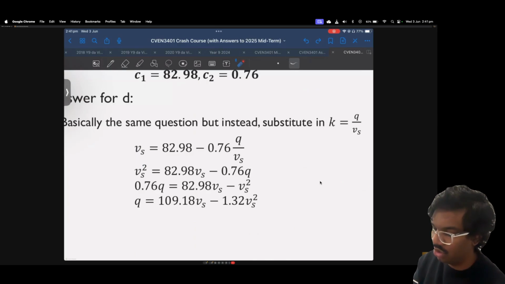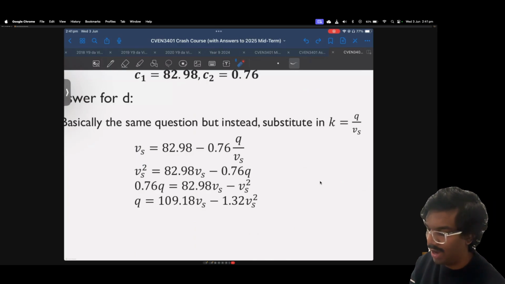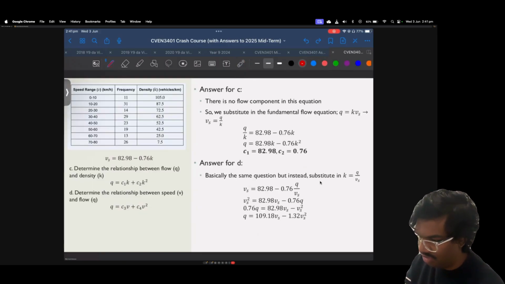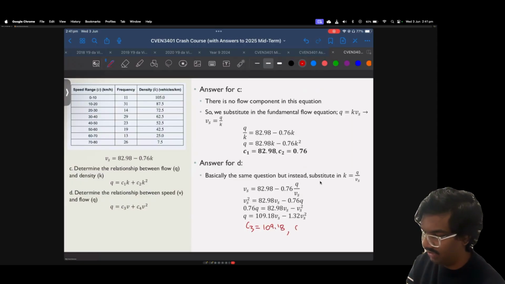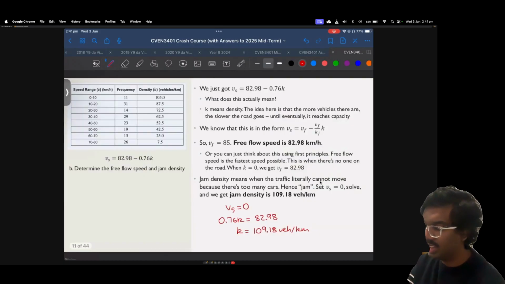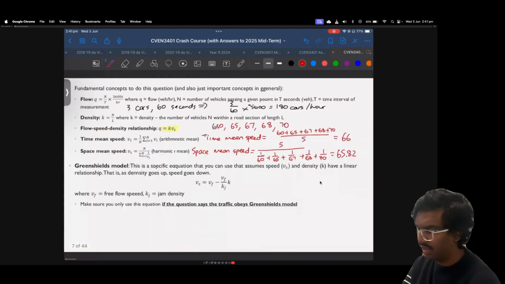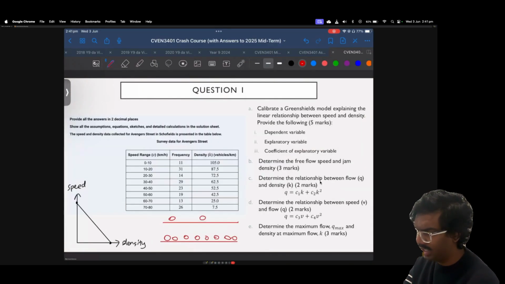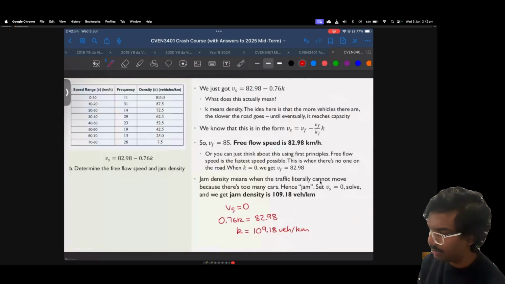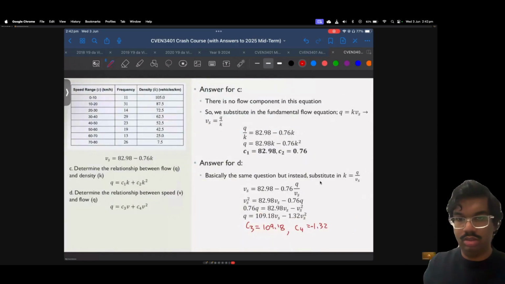So q equals 109.18 vs minus 1.32 vs squared. Okay? So if you wanted to be pedantic, C3 equals 109.18, and then C4 equals 1.32. Oh, minus. So you've got to be careful, it's minus. So part C and D, if I go back, they were worth 2 marks each. Part A is 5, part B is 3. So we've kind of done the hardest parts already. I'll leave it there for a moment, and then we'll do part E.